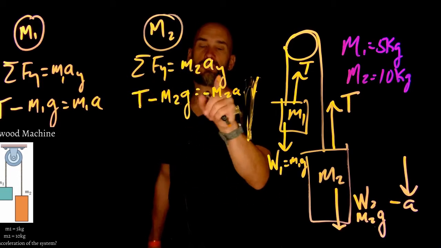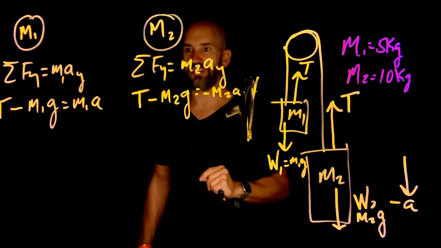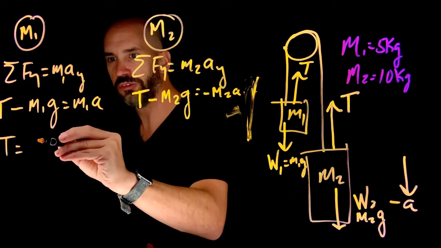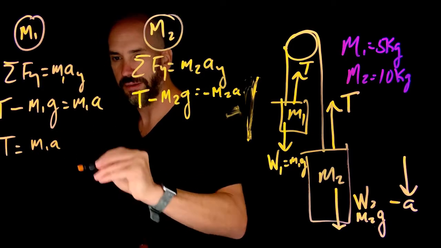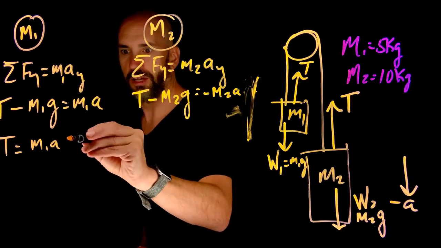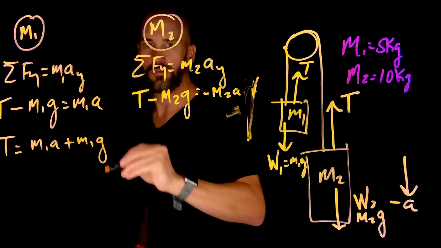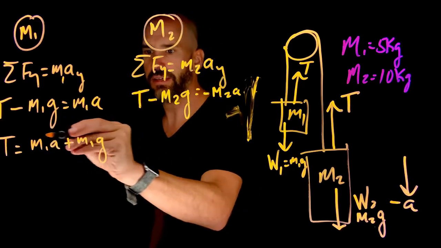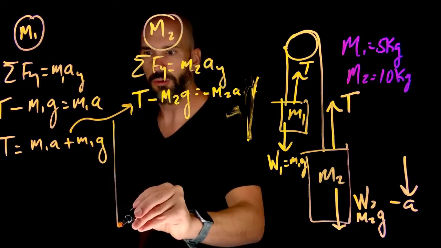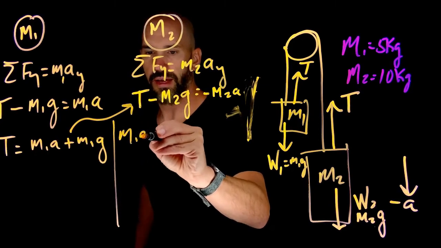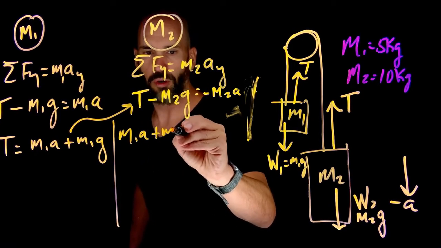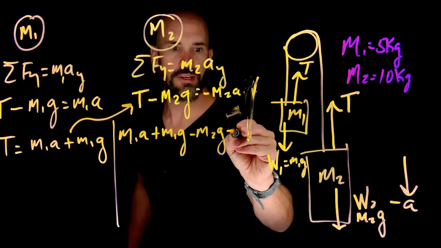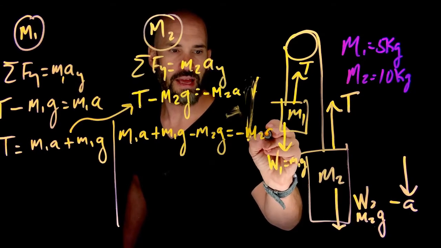So now I have two equations, two unknowns. I want to find the acceleration of the system. Well, let me eliminate T. Over here, I can say that T is just equal to M1A plus M1G. It looks good to me. So then all I got to do is take this T and put it in over here. So I get M1A plus M1G, that's my T, minus M2G equals minus M2A.